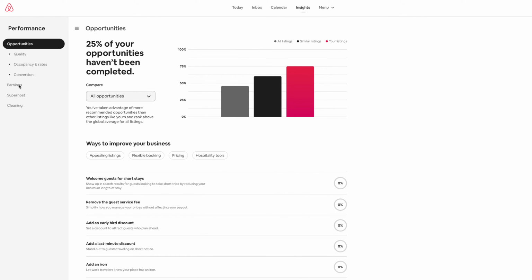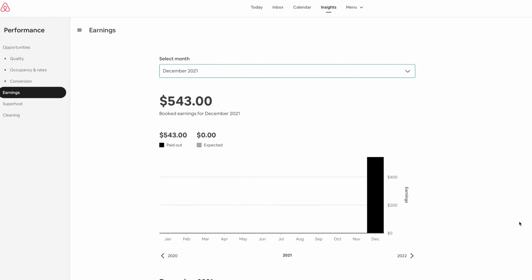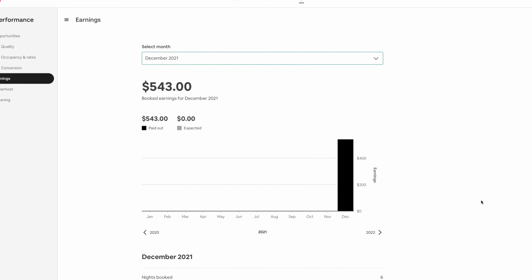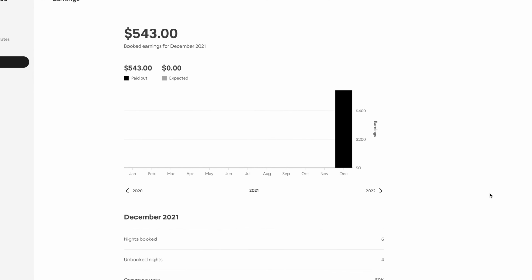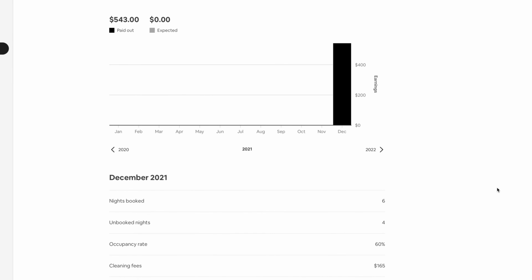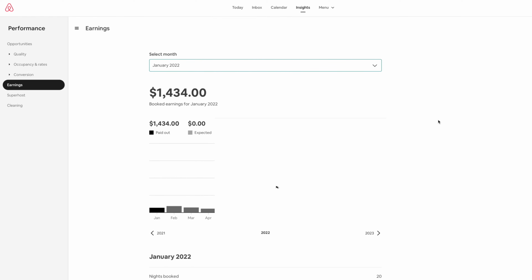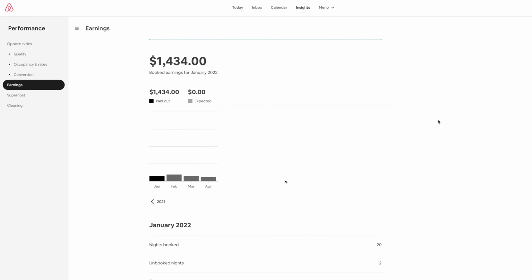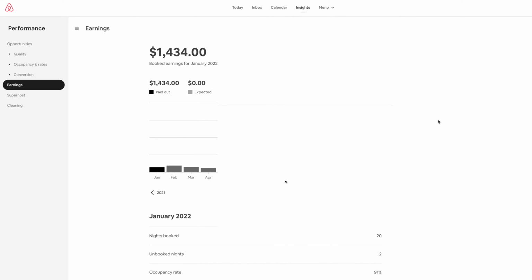Now, moving on to how much we made. So December, we made $543. Our occupancy was 60%. For January, we made a total of $1,434, and we had an occupancy rate of 91%.